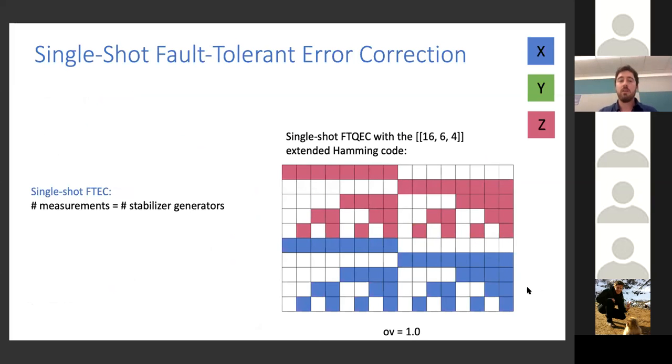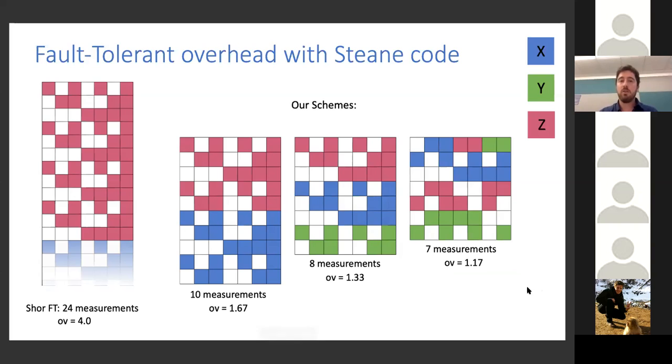Can I interrupt again? Because there are 2 questions from the audience that I think are pretty short. So before you move to the next slide, Andrew Landau asks, in your definition of the overhead, the denominator is defined as the number of measurements defining the code. Should the code include the syndrome qubits, which are now encoded too?